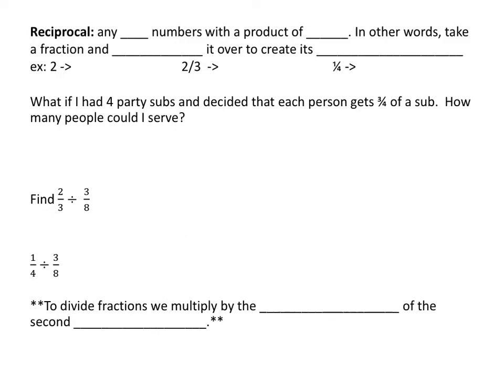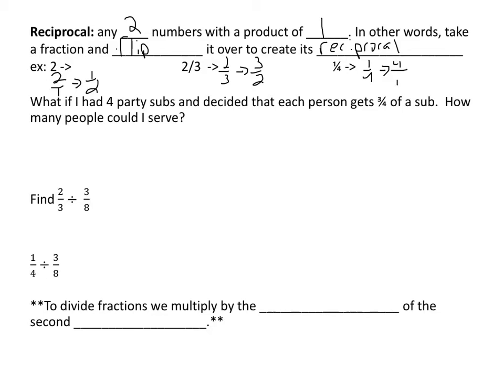Alright, so just a quick definition. A reciprocal means any 2 numbers with a product of 1. In other words, take a fraction and flip it over to create its reciprocal. They are also called multiplicative inverses. So 2 is actually really 2 over 1, so its reciprocal is 1 over 2. 2/3 flipped over is 3/2, and 1/4 flipped over is 4 over 1.